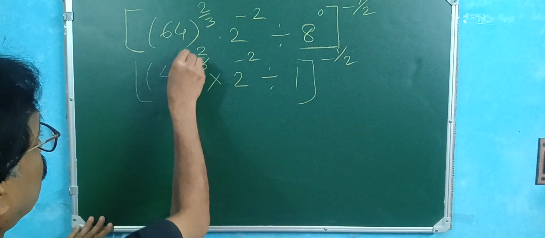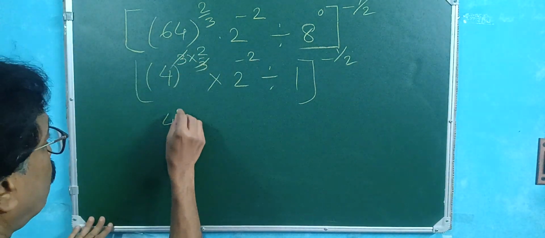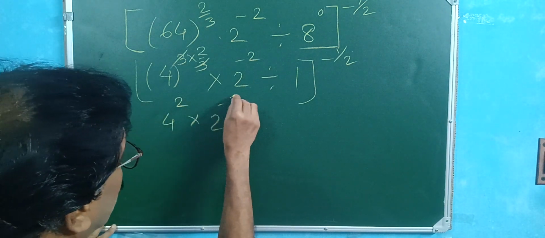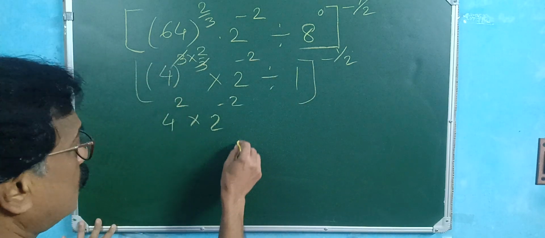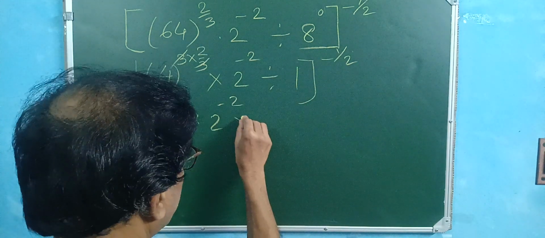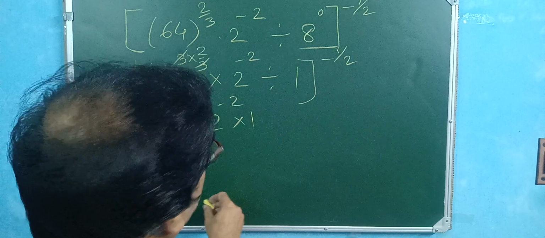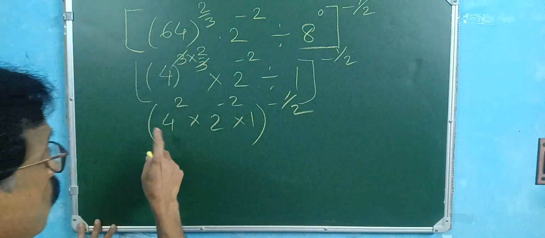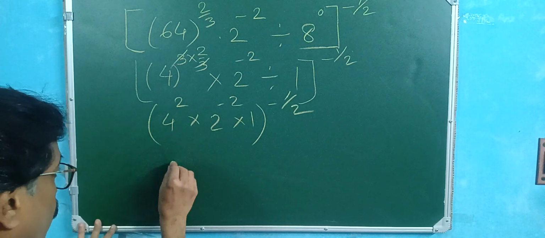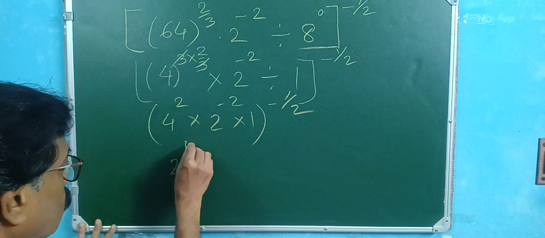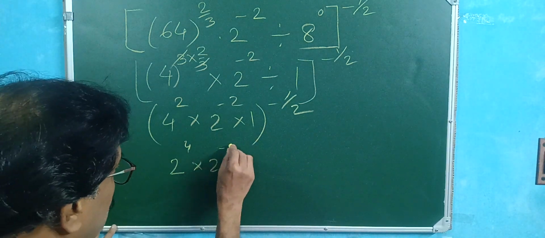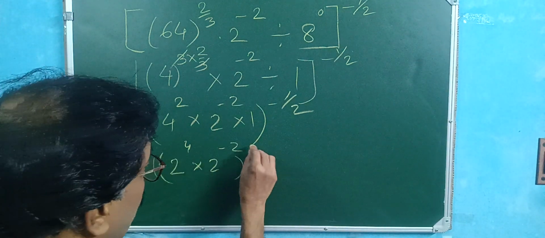Now this is cut off. This is 4 to the power square. This is 2 to the power minus 2. And this is division, that is actually, if you multiply this by 1, it is 1. Now this is minus half. Just convert to the base of 2. So 4 means 2 square. 2 square into 2 square, 2 twos are 4, into 2 to the power minus 2. Okay. To the power minus half.